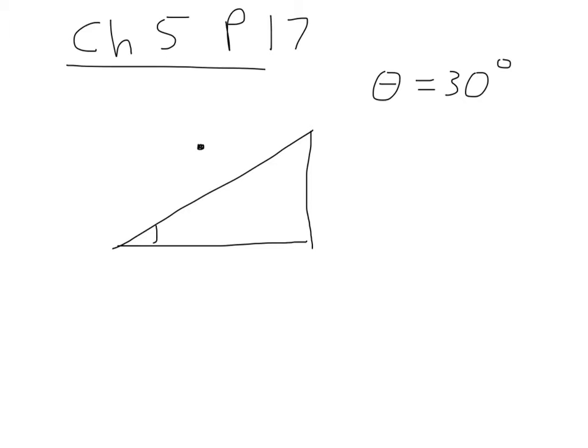I've drawn the inclined plane. It has an angle of 30 degrees, and I've replaced the box with just a dot because I'm going to do the free body diagram. First thing we need to do is draw the easiest force, and that would be the force of gravity, and that's going to act straight down. So there's mg.